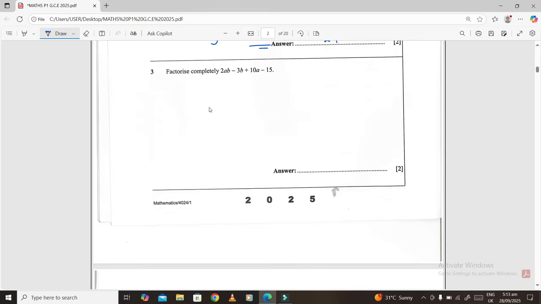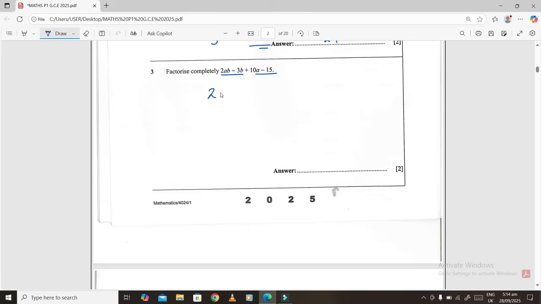We go to number 3. For number 3, we are factorizing by grouping. These two will be grouped and these two also will be grouped. So we shall have b open bracket 2a minus 3. And then for these two, we shall have 5 open bracket 2a minus 3 also. Okay, so for this question, you factorize by grouping.